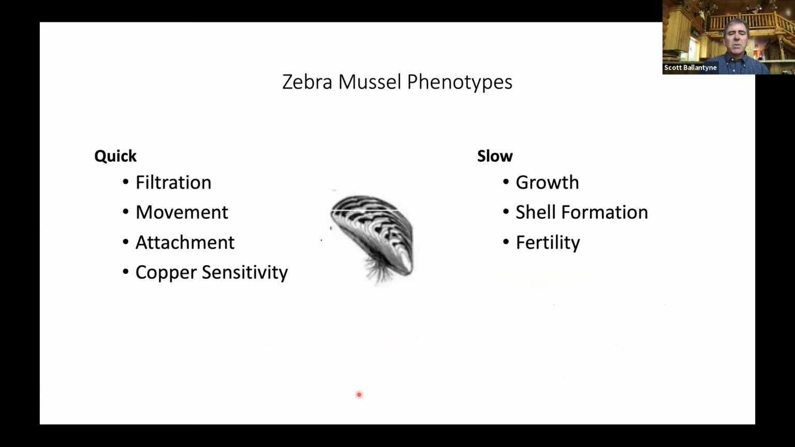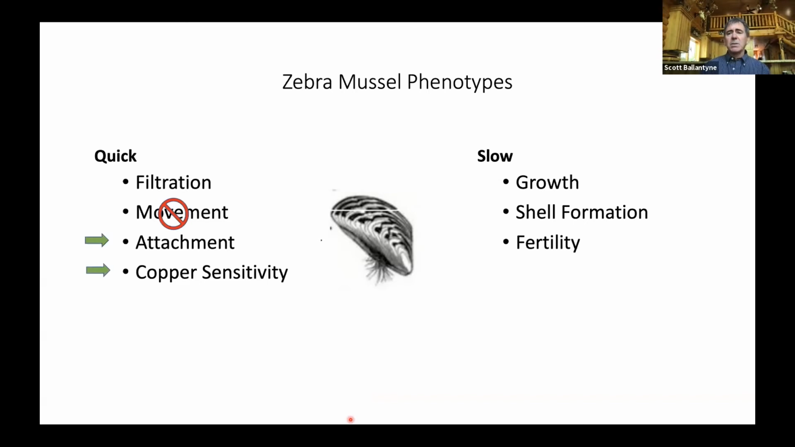So here I've listed some of the traits we've considered, and I broke them down according to whether they happen quickly or more slowly. And I'm only going to focus on the fast ones. Filtration is a trait that I've already shown you a little bit about. I'm not going to say much more about it. Movement, it turns out zebra mussels do move. I did some experiments early on looking at zebra mussel movement. The problem is that not many of them move in any given experiment, so there's not much signal. So I've kind of ruled that out as a good trait initially. And that leaves us then with attachment and copper sensitivity.